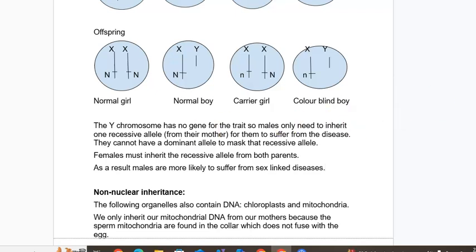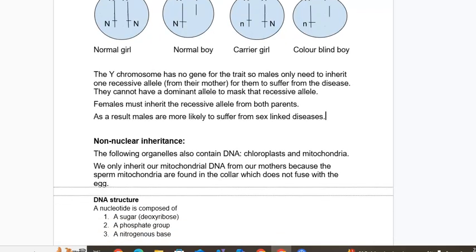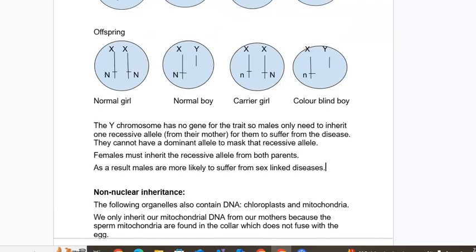And the very, very final little thing here is this notion of non-nuclear inheritance. So what we're looking at here is parts of the cell that contain DNA apart from the nucleus. We have two examples of this, and these are the chloroplasts and the mitochondria.